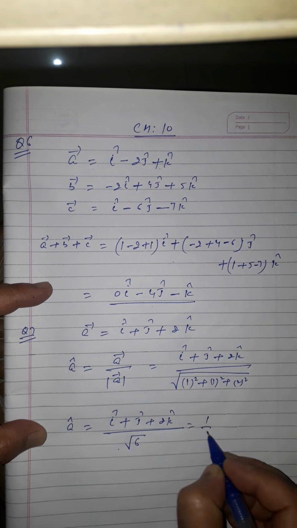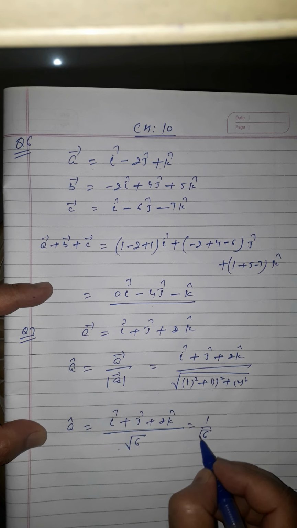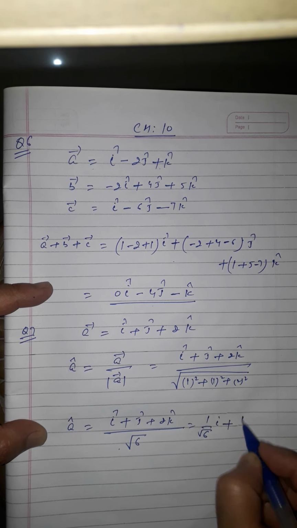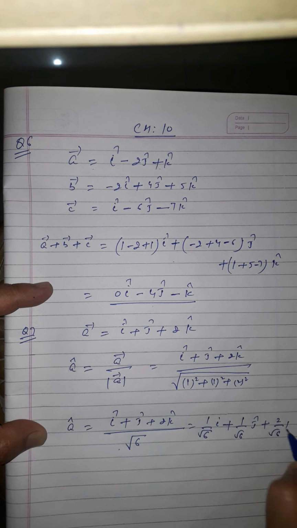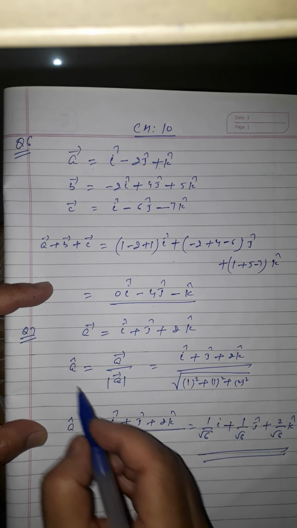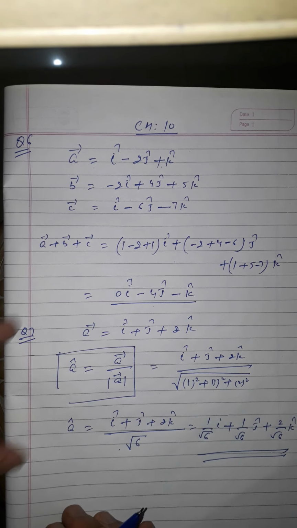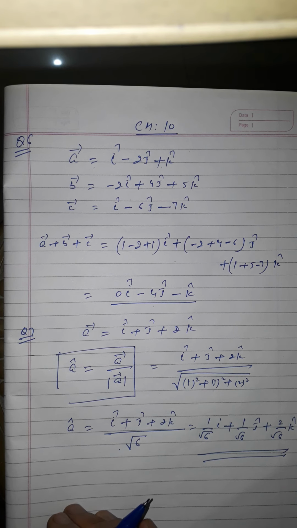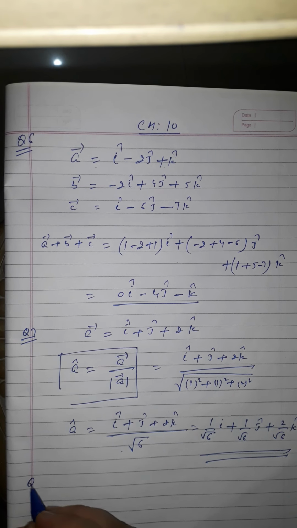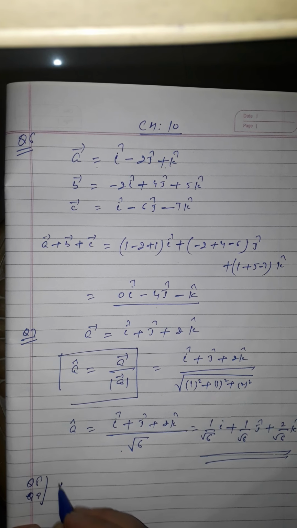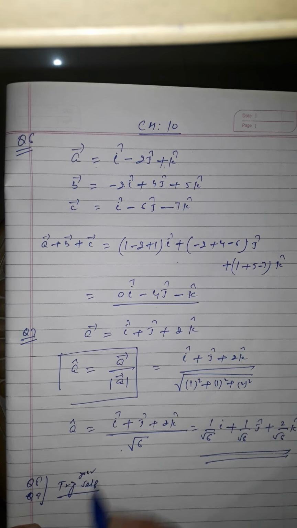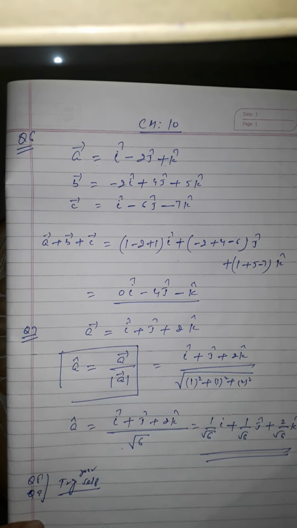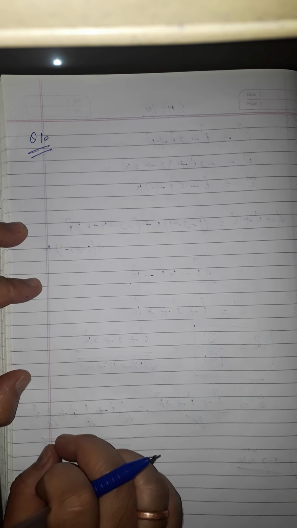So that is equal to 1 by root 6 i cap plus 1 by root 6 j cap plus 2 by root 6 k cap. The important thing in this question is that you must have knowledge of this formula, how we have to find the unit vector here students. Students, question number 8 and question number 9, try yourself because both the questions are the same.